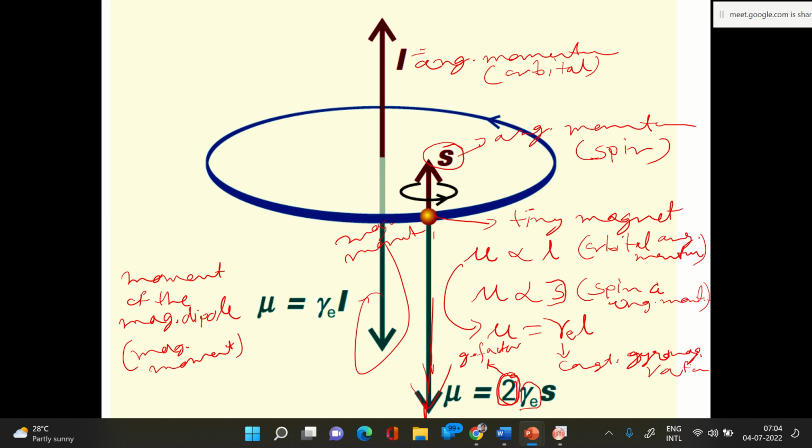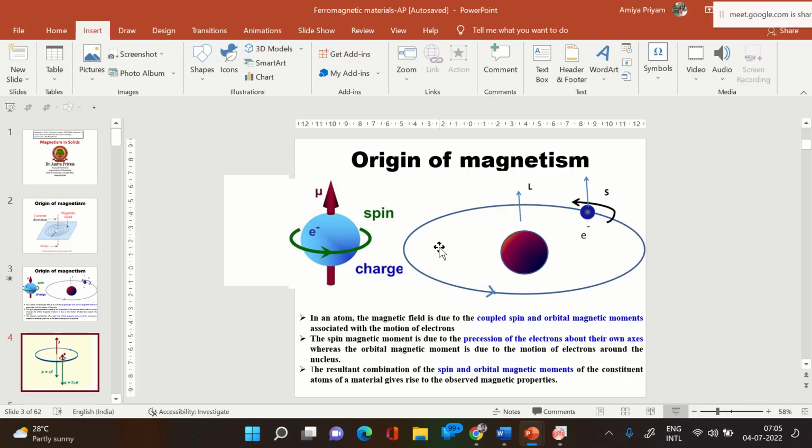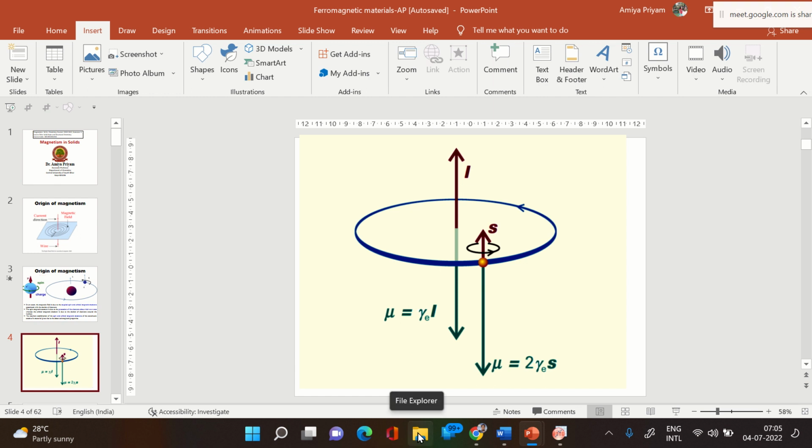So, moment of the magnetic dipole. Every magnet that you can see or visualize is a dipole. It has a north and a south pole. Even if you take an electron, it has both a north pole and a south pole. So that is how it turns out to be for the electron. That picture is important, and you shouldn't forget it.